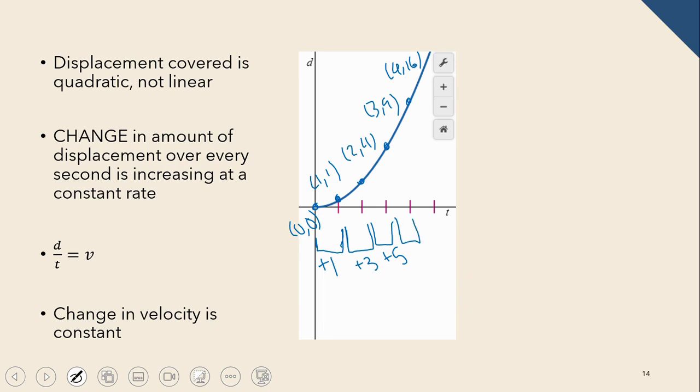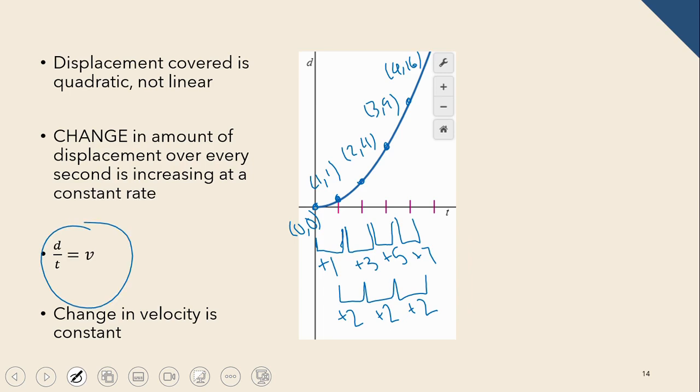Between 3 and 4 seconds, that's 16 minus 9 is 7 meters. Now, do you see a pattern in this increase of displacement covered over each second of time? Well, the displacement covered increases by a factor of 2 over each second. Now, what is the change in displacement over time? That's velocity, as we've determined.